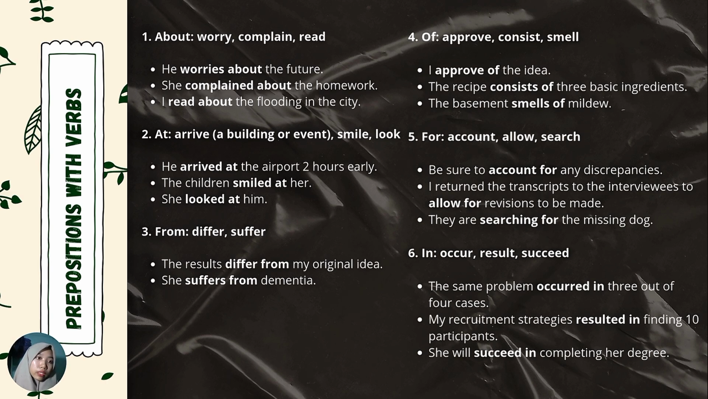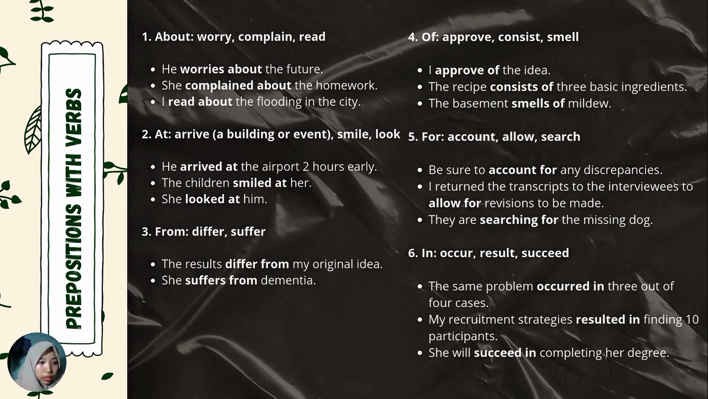Prepositions with verbs. 1. About is used with worry, complain, and read. He worries about the future. She complained about it. I read about it. 2. At is used with arrive, smile, and look. He arrived at the building. The children smiled at her, and she looked at him.